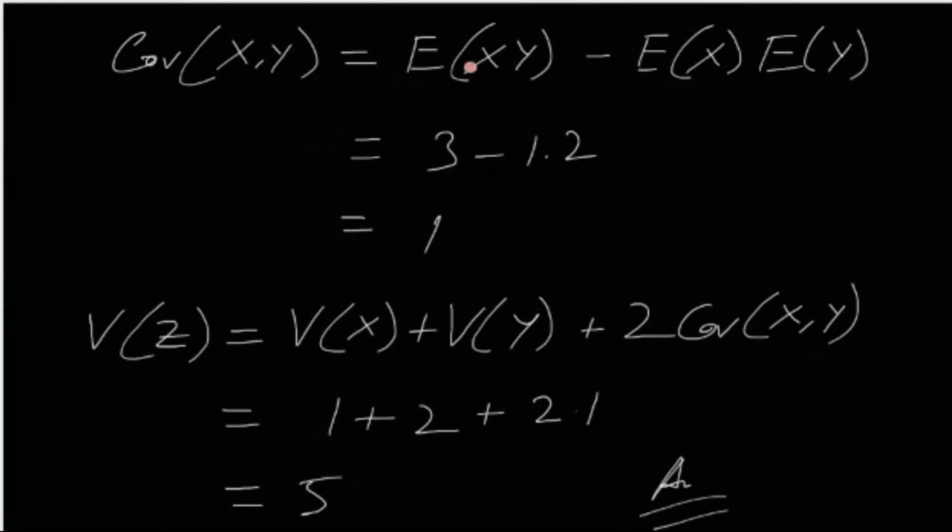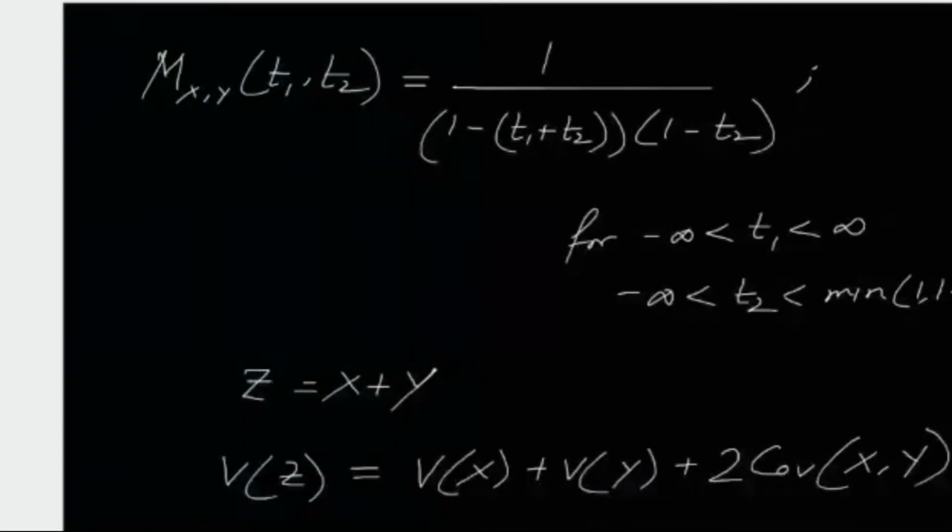Therefore, we have found the three terms that we needed to find the variance of Z. Just plugging in the values, this is 1 plus 2 plus 2 into 1, as this covariance term is 1, as we just found out. So this entire thing turns out to be 5. That means the variance of Z is nothing but 5. So the option is, I think, C. C is the correct option.